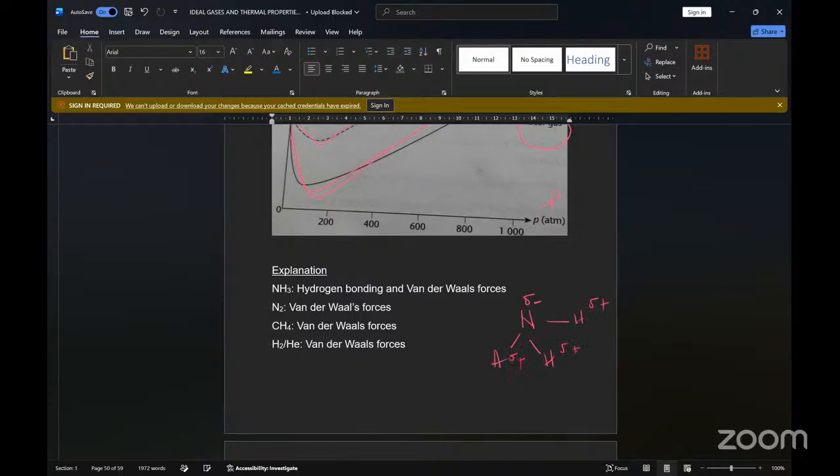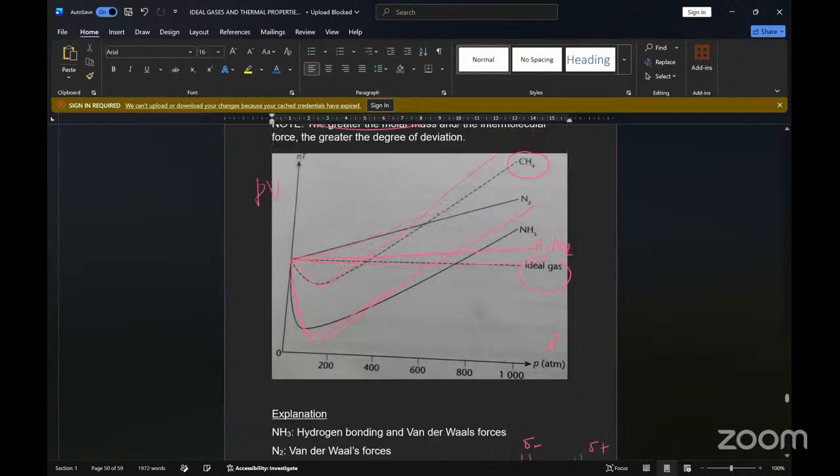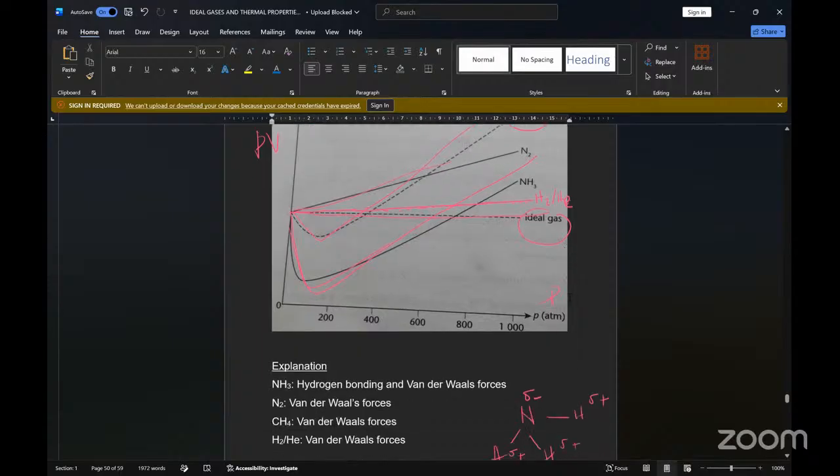So if you have another ammonia like this, you're going to have delta negative, and the hydrogens are delta positive, another hydrogen is delta positive, and this one will be delta negative. So there's a hydrogen bond here between them. Hydrogen bonds are very strong. Because of the strong intermolecular force in the case of ammonia, which is a hydrogen bond, that's why the deviation is very significant.